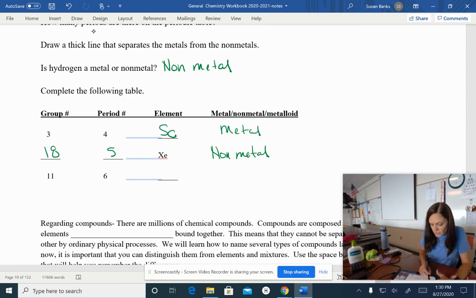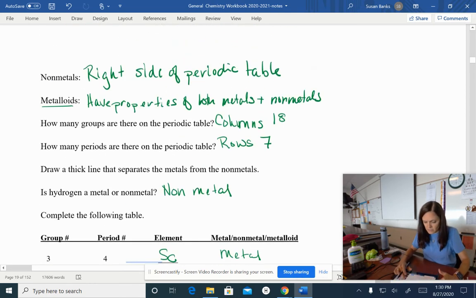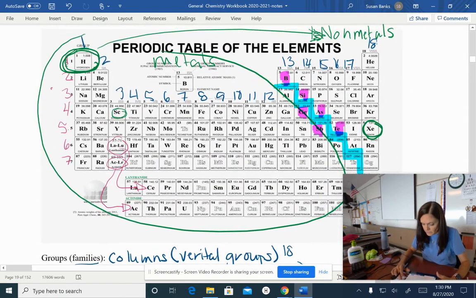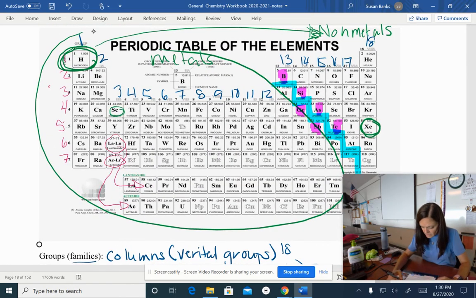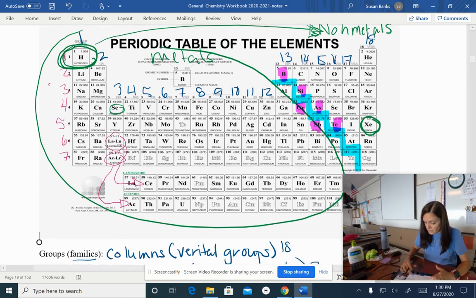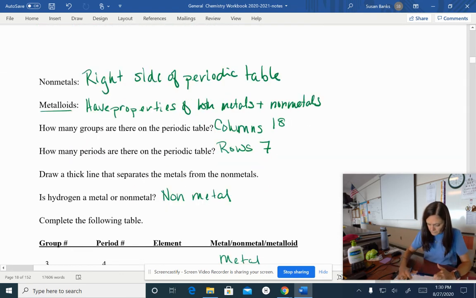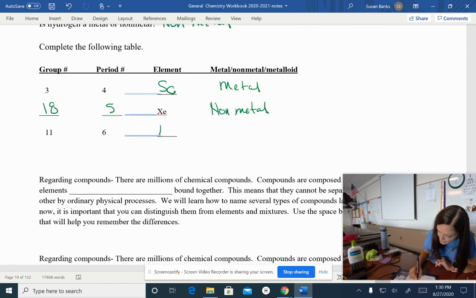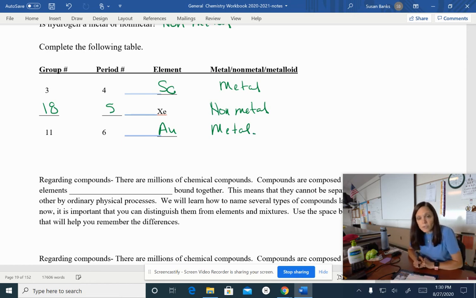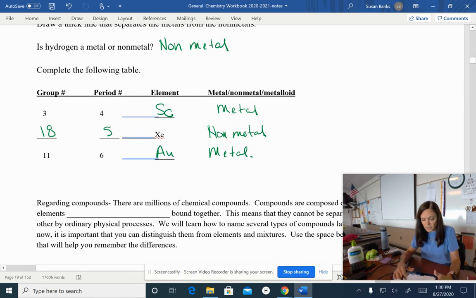All right, group 11 and period 6. So let's go and look this up. Group 11 and period 6, we are looking at gold. And gold is definitely a metal. So we have the element gold, and it is a metal. Okay, so your homework assignment is going to be very much like this. We're going to be putting you through a scavenger hunt on the periodic table.